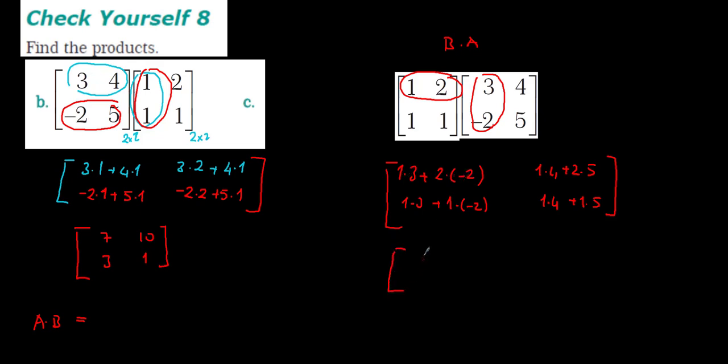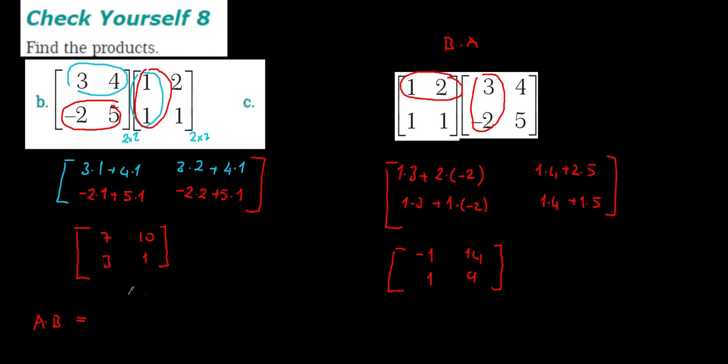So the answer here, minus 1. 3 plus minus 4 is equal to minus 1. 4 plus 10, it's equal to 14. Here 1 times 3, which is equal to 3, 1 times minus 2, which is equal to minus 2, 3 minus 2 is equal to 1, and 4 plus 5, it's equal to 9, it should be.